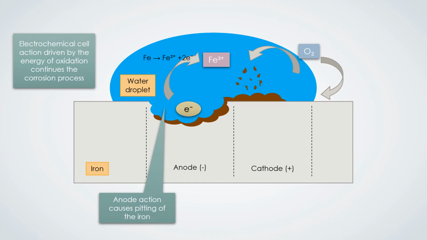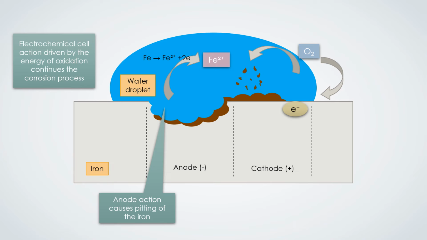Anodic sites release electrons and cathodic sites receive electrons, forming the basis of the electrical circuit driving the corrosion process. Electrons are released from the anodic surface site and travel through the metallic structure to adjacent cathodic sites, where they combine with oxygen and water to form hydroxide ions.